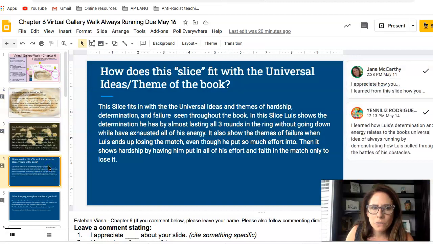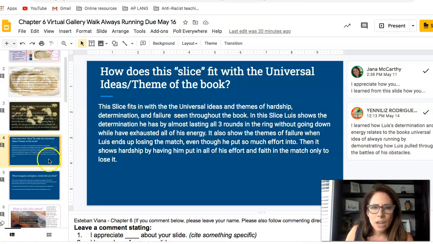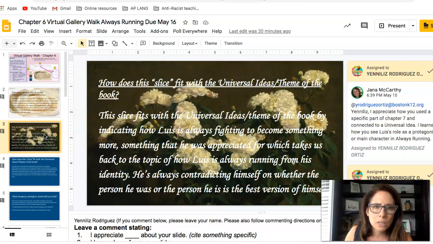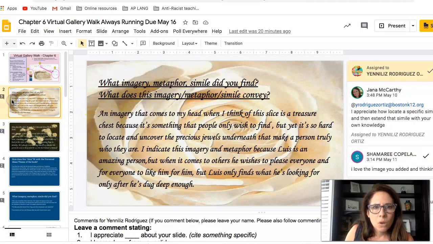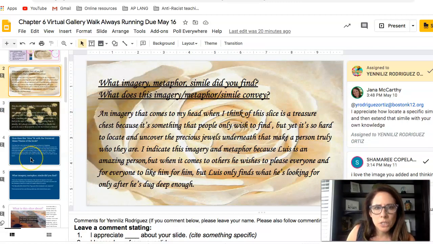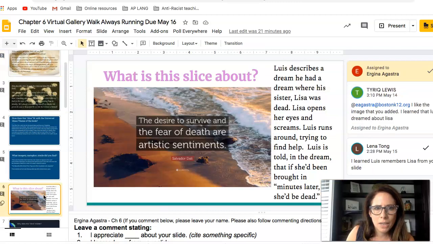Students were asked to find an image that fits with their particular slice, and they were asked to respond to three different things. How does this slice of your chapter fit with the universal idea or theme of the book? What does this slice mean? What imagery, simile, or metaphor did you find, and what did that convey? And what is this slice about? And so those are the questions that students grappled with.